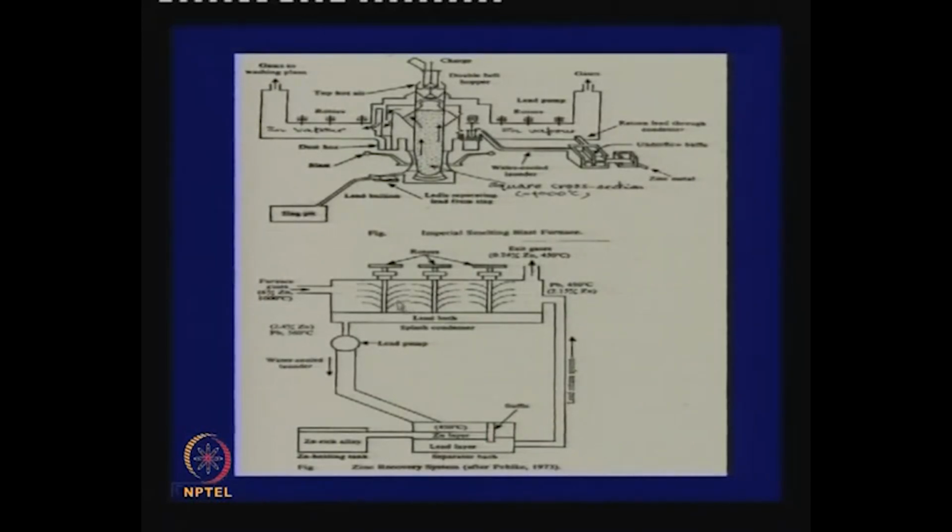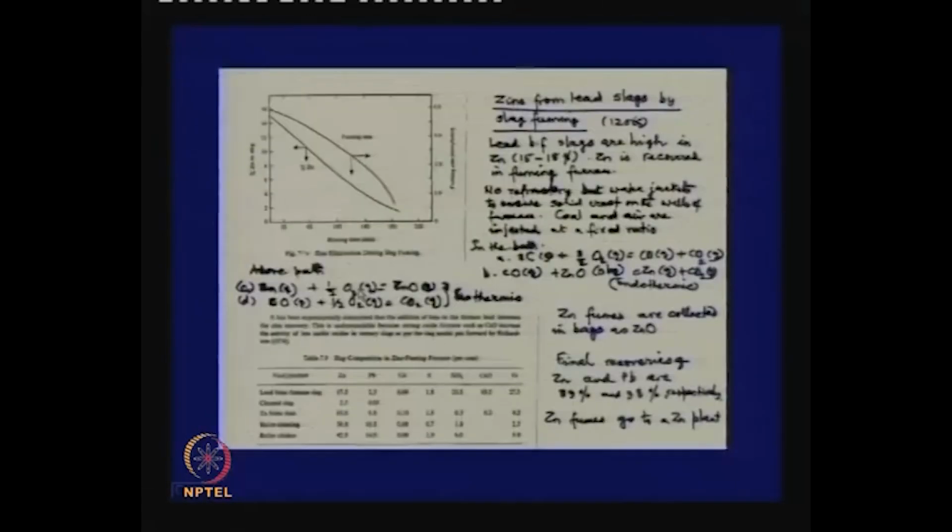Then in imperial smelting process, they have the method of dissolving the zinc vapors in a spray of molten lead to form a zinc lead alloy, and when that alloy is cooled, zinc separates out according to the phase diagram, and that lead will be recirculated. It is a very tricky process, but that is the basis.